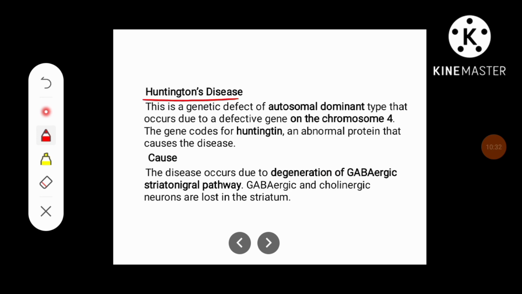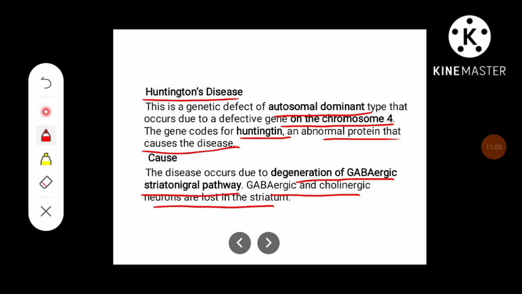Other diseases related to the basal ganglia are Huntington's disease. This is a genetic defect of autosomal dominant type, and it occurs due to the defective gene on chromosome 4. The gene codes for huntingtin, an abnormal protein that causes this particular disease. It is caused because of the degeneration of the GABAergic striatonigral pathway. GABAergic and cholinergic neurons are lost in the striatum.